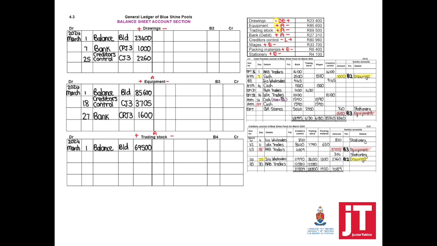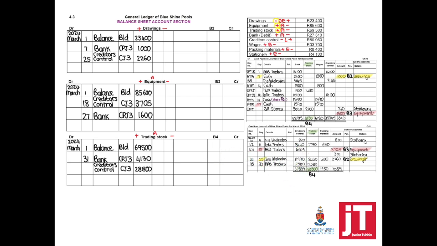Trading stock, posting trading stock from the CPJ. There's a money column for trading stock, so it will happen at the end of the month. From the creditors journal, there's a money column for trading stock, which means at the end of the month. So it doesn't matter which one you post first, because both of them will be on the last day of the month. From the CPJ, your details is bank. From the creditors journal, your details is going to be creditors control. Indicate that you've taken it to account number B4 in the general ledger.